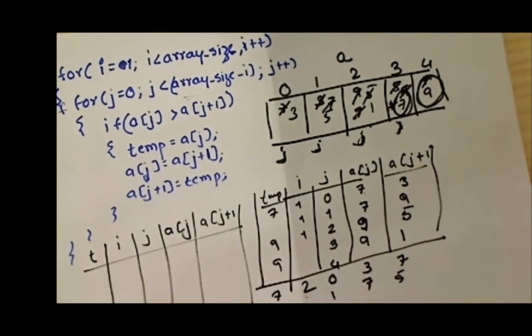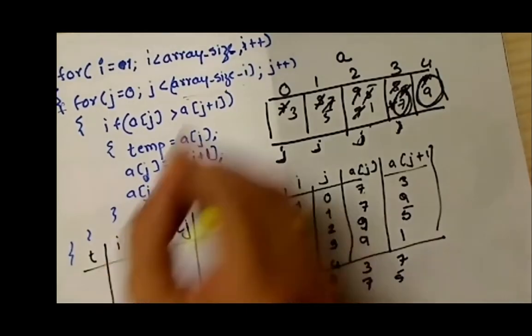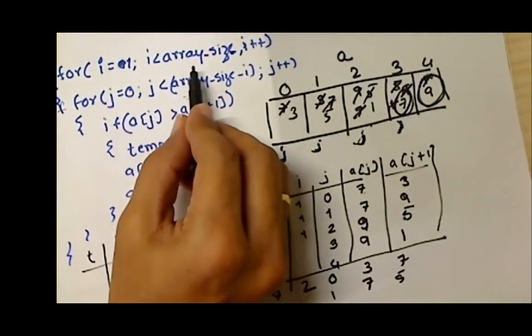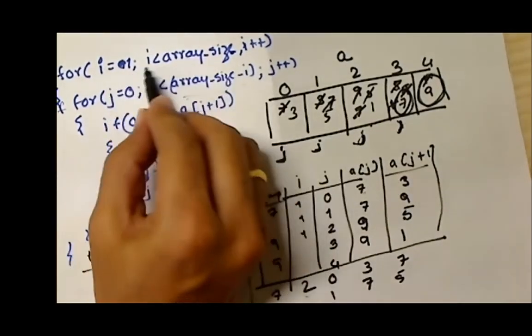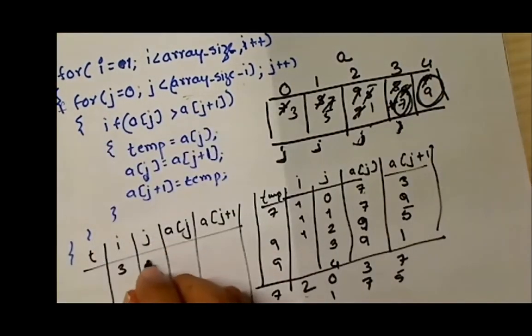Now currently what is the value of i? The value of i currently is 2. So i plus plus, i now becomes 3. If i becomes 3, we check 3 less than array size, 3 less than 5. Yes. We come over here. j is again reset to the value 0. j again becomes 0. So the value of a of j, a of 0, is 3.